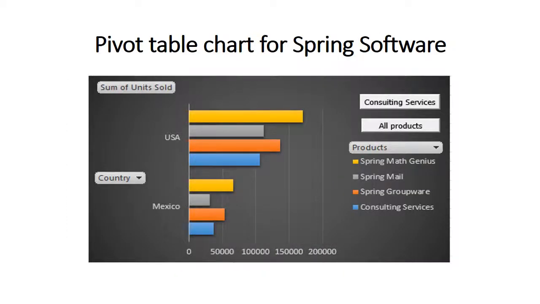The pivot table chart is a helpful chart when you're trying to show a general idea about the data you have, and it can sum the data in a nice way. Here what I have is I use this pivot table chart to look at the difference between USA and Mexico, and it shows pretty clearly that USA has the most units sold.